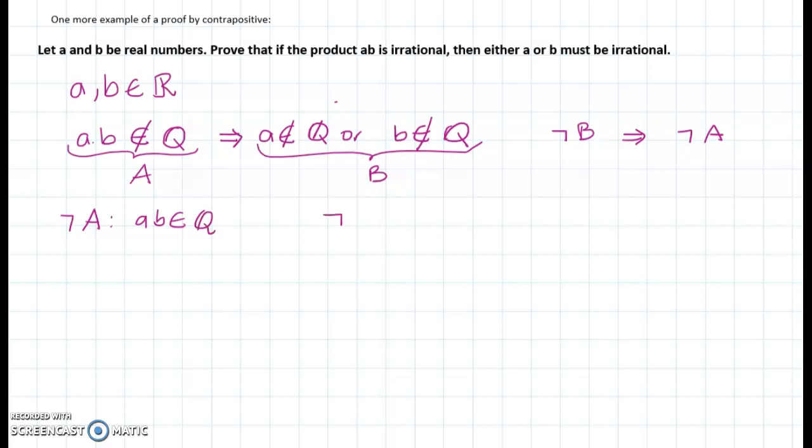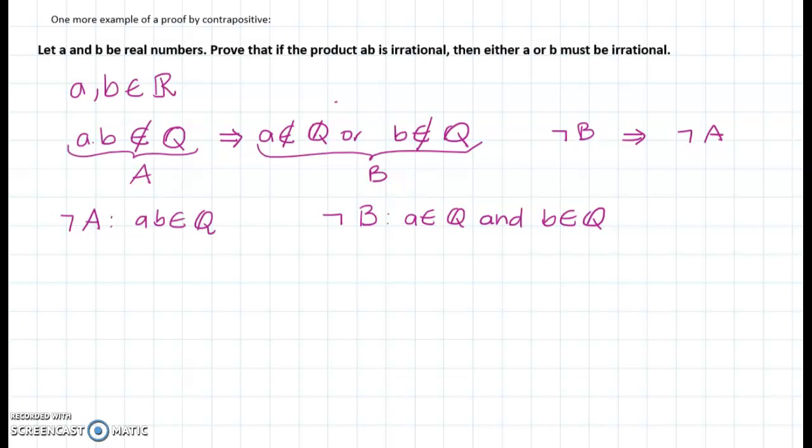Now here for B, if we are saying that either A is not a rational or B is not a rational, the negation of this is that both A and B have to be rational numbers. So A belongs to Q and B belongs to Q at the same time. I want you to pause the video here and make sure that you agree with the negation of statement B.